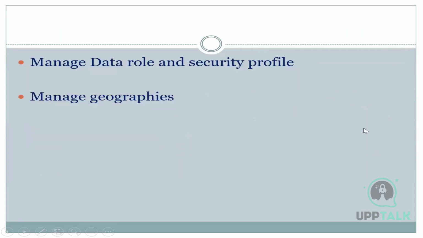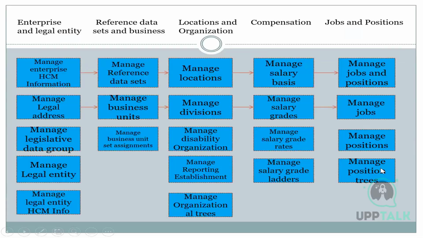So what are data role and security profile and manage geographies? These are two different topics. When you work on the Fusion application, I will show you what a data role and security profile are, and how you manage geographies. Next, manage enterprise and legal entity. Enterprise and legal entity covers managing enterprise HCM information, reference data set and business. So what is managing reference sets and data sets? We have to determine that for the enterprise and legal entity.